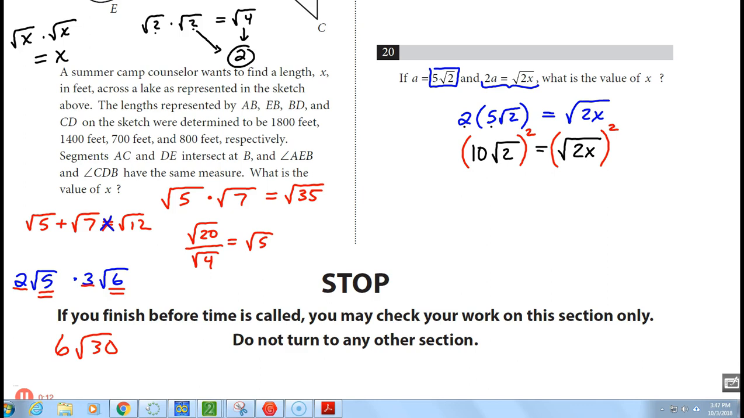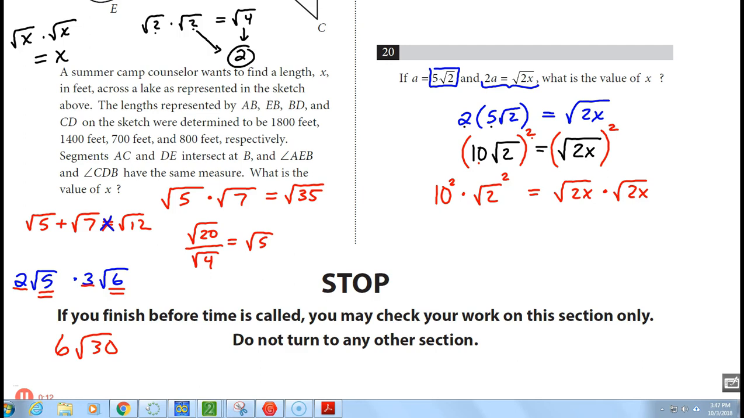So let's take all these pieces to the second power. Let's do the 10 first. 10 to the second power times radical 2 to the second power, and that's going to equal radical 2x times itself. I could have written squared, but I'm just going to multiply it by itself.